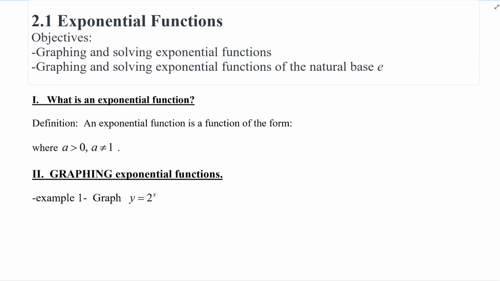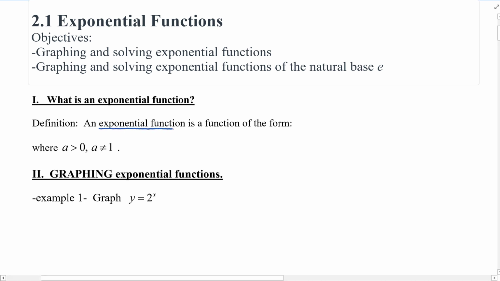Section 2.1 Exponential Functions. Objectives: graphing and solving exponential functions, and graphing and solving exponential functions of the natural base e. 1. What is an exponential function?